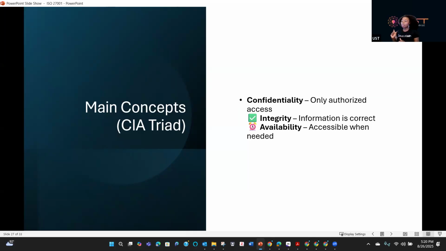So do you see that when these standards and laws make it mandatory for organizations to meet the security objectives, it means a lot, right? And that's why we say it also builds on these core security objectives. That's the concept of the CIA Triad.